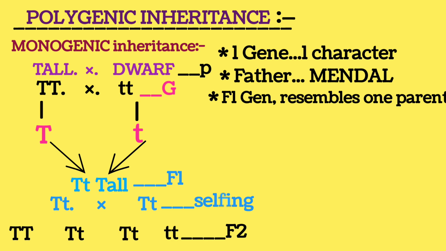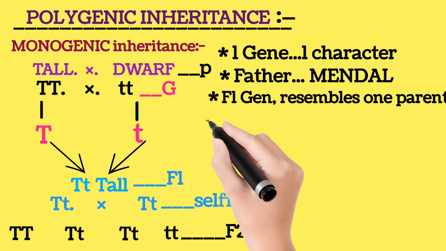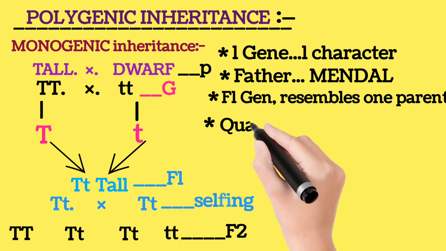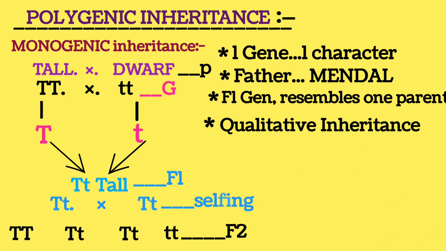Now we can add a very important point to the topic. Dear friends, listen very carefully. The capital T forms tall. Presence of a number of capital T also forms tall, not taller. So we can say the quality of dominant capital T matters, not quantity. Hence monogenic inheritance is also known as qualitative inheritance. Hope you got the concept.